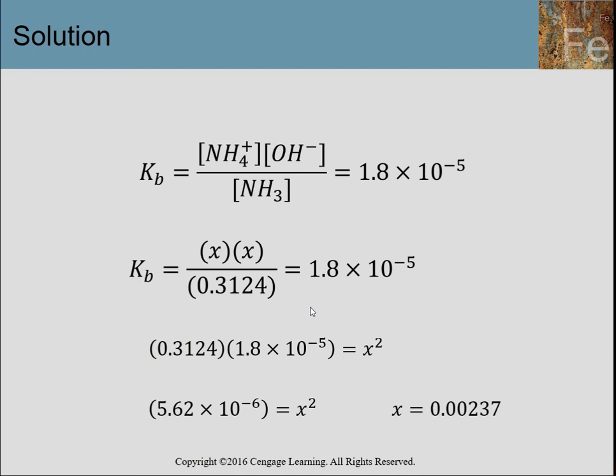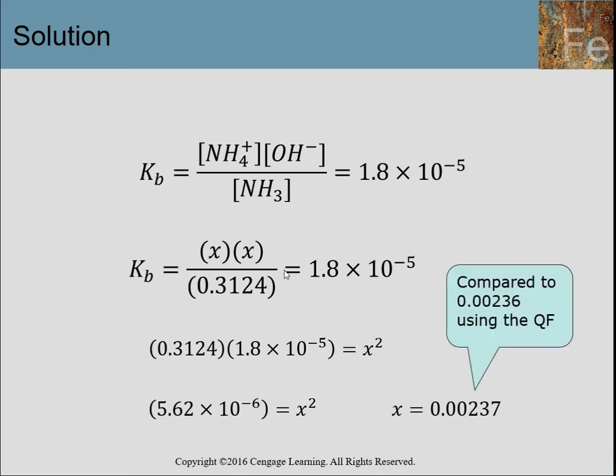0.00237. Now I said you could always use the quadratic formula because that'll always work, but sometimes it might be kind of clunky. If we were to use the quadratic formula in this, I can tell you that the answer you would have gotten was 0.00236. Not very much off, only off to the third decimal place, and not bad considering my Kb has only 2 sig figs.